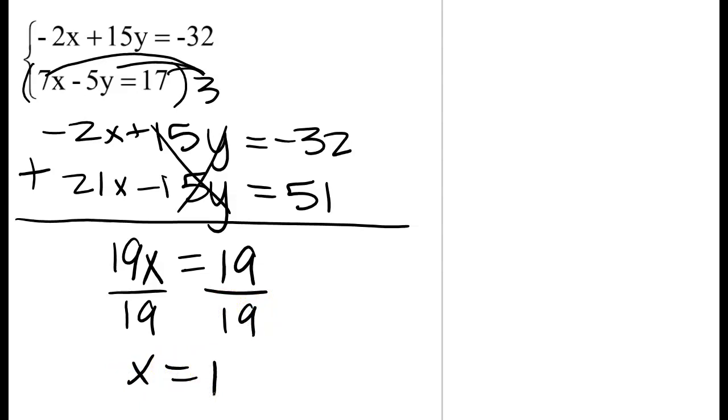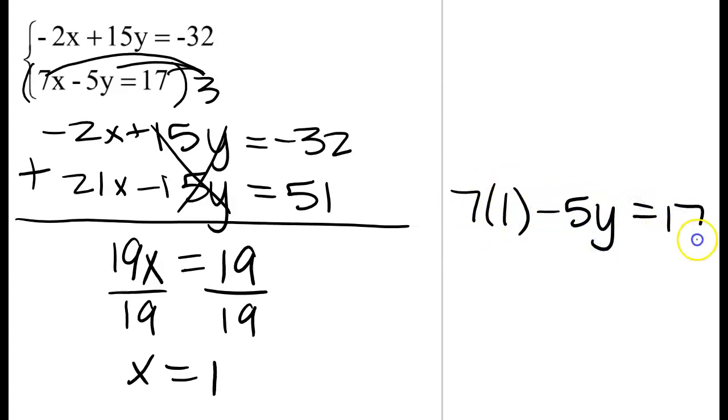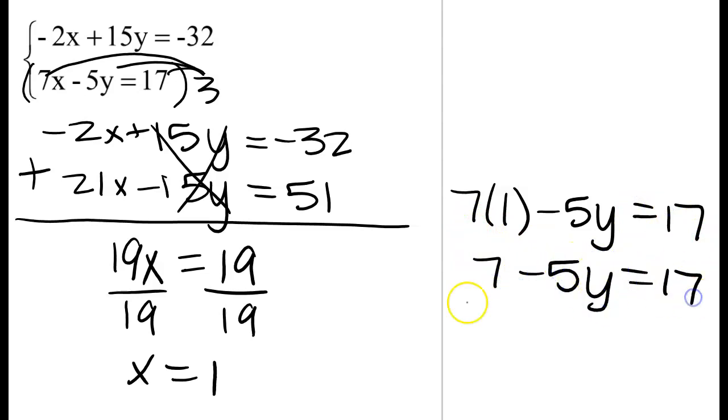Last step here, we need to figure out what y is. So I can substitute my x into either equation. It does not matter which one. I'm going to try the bottom equation just because the numbers look smaller, that's all. Let's do 7 instead of x, I'm writing 1, minus 5y equals 17. Okay, so 7 times 1 is a positive 7. Minus 5y equals 17. Subtract 7 from both sides.